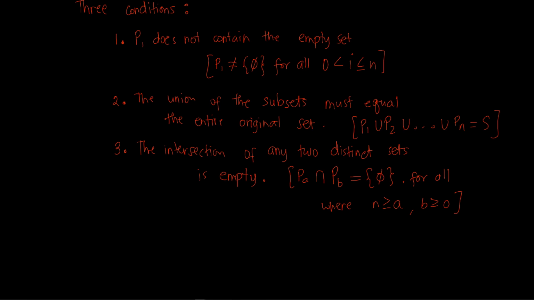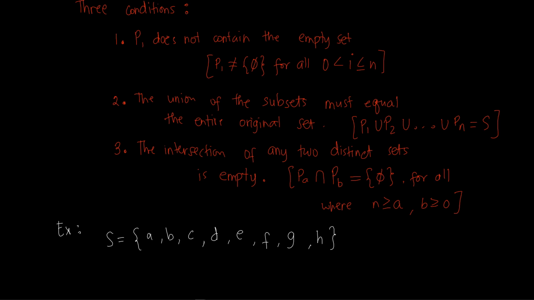Okay? So, let's try an example to make it easier to understand. For example, let's say set S is equal to {A, B, C, D, E, F, G, H}. A, B, C, D, E, F, G, H. With four elements it's not easy to see, so we add more to make the partitioning clearer.